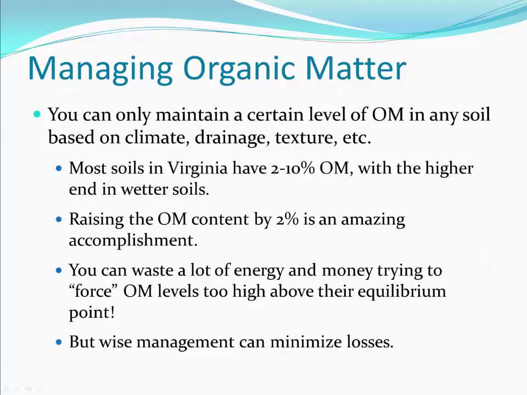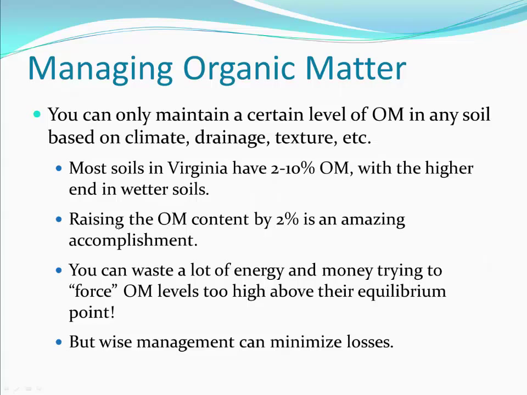Well, now, what other ways can humans manage the organic matter? We talked about the natural controls. Now we've started talking about the human controls. And we really, going back to that graph that showed that once cultivation started on the soil that we dropped from that original equilibrium level. Well, most soils in Virginia have about 2 to 10% organic matter, and the higher end of this range is in the wetter soils like wetlands.